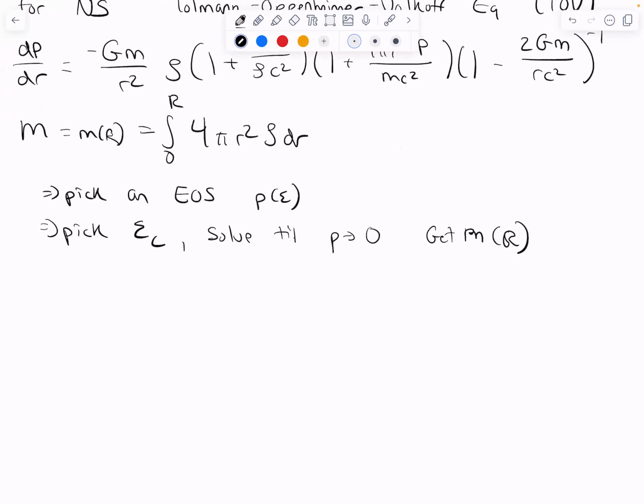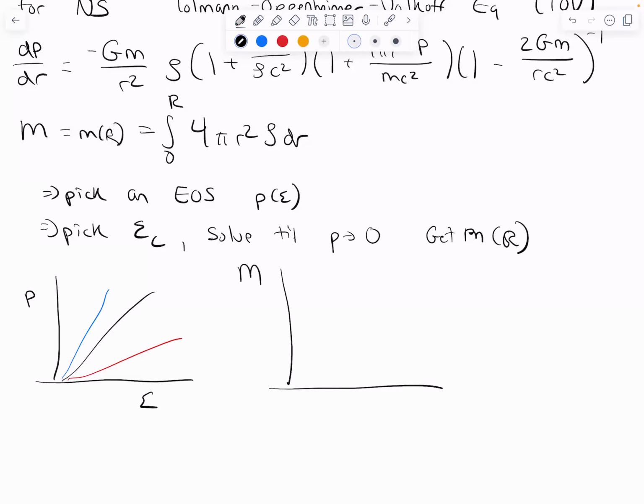Well, for every equation of state, let's imagine I pick 3 different equations of state, got something like this, something like this, and something like this. Then I can go over here and define a mass radius curve. And that might look something like this, this, and this, right? And so essentially, for every single equation of state over here, I get a very specific mass radius curve here. So why does that matter?